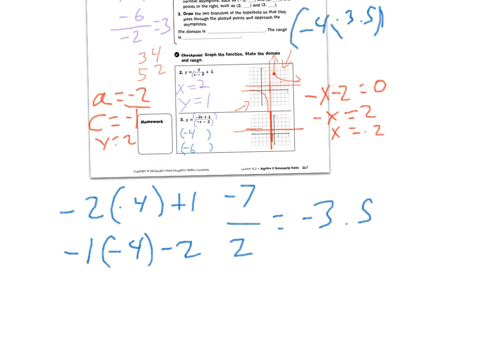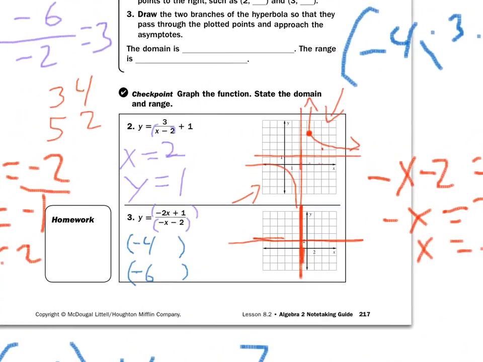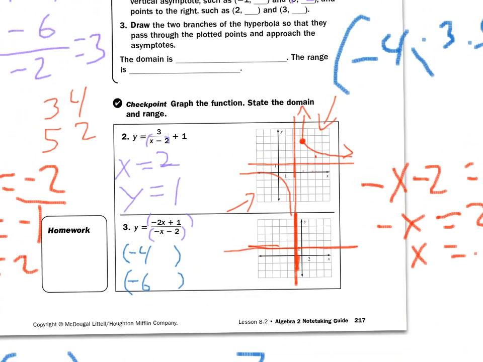If I come back and plot negative 4, negative 3.5, it's going to be somewhere down there. That means the branch is going to look like this. And conversely, when I do all the work on the other side, it's going to look like that. I hope you took a minute and found those points. Perfect.